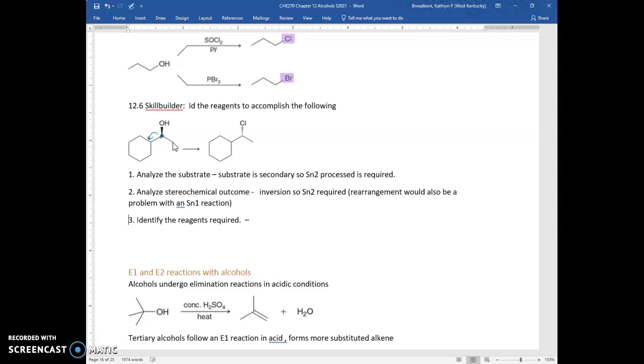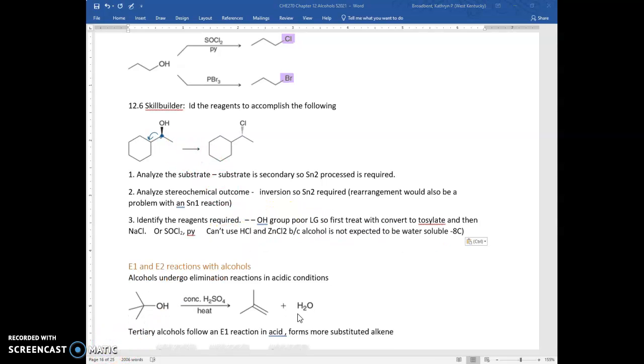Then we want to identify the reagents required. You'll of course recall that the hydroxy group is going to be a poor leaving group, so we're going to first want to treat with tosylate and then sodium chloride. Or we could use the thionyl chloride. We cannot use hydrochloric acid and zinc chloride because this alcohol is not expected to be water soluble because it has 8 carbons.